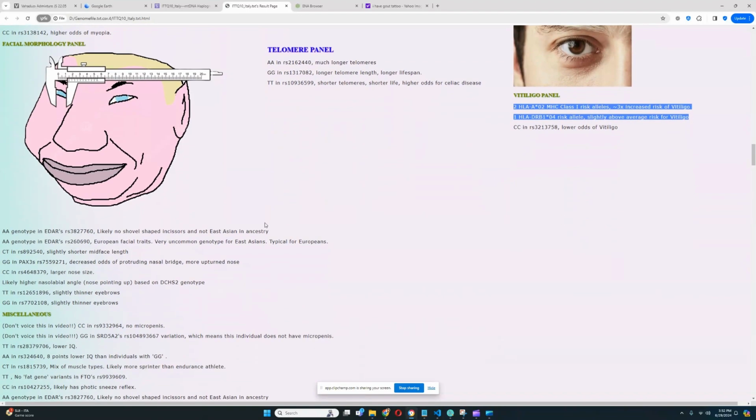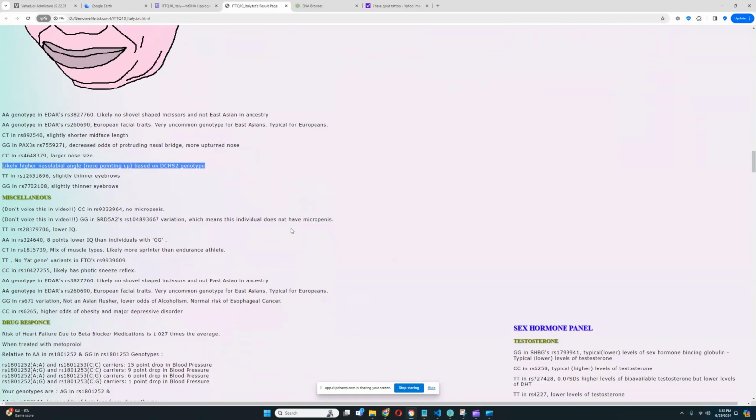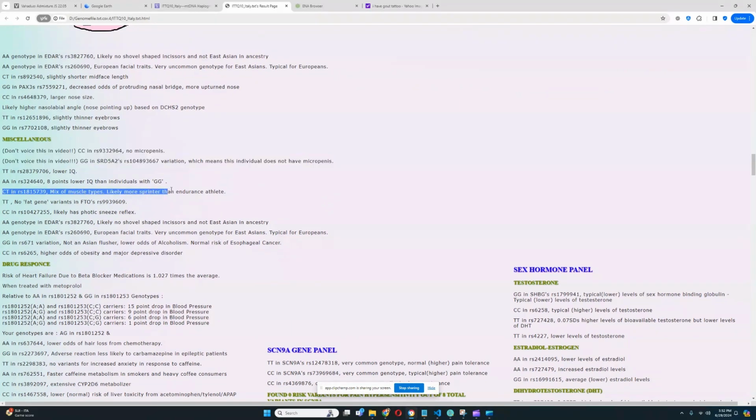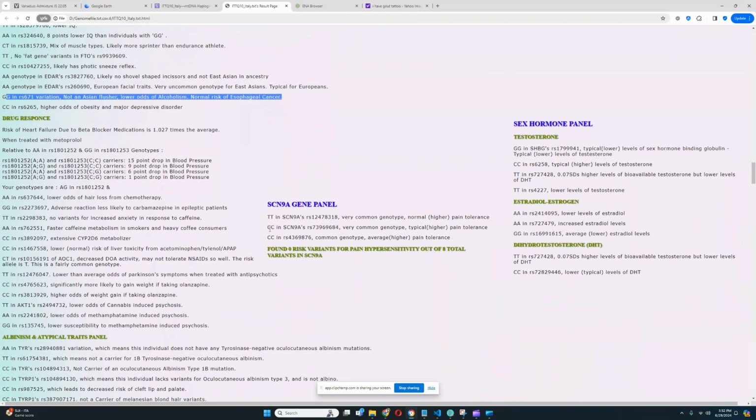For facial morphology panel, European genotype and EDAR, and 2 genotypes for slightly thinner eyebrows, larger nose size, a more upturned nose, nose pointing up. Very interesting. He does not have micropenis, really good to see. He's got a mix of muscle types, slightly more sprinter rather than endurance athlete. He's got photic sneeze reflex. He's not an Asian flusher, and he's got lower odds of alcoholism. Okay. He's got lower odds of cannabis-induced psychosis. That's a very European trait to have.